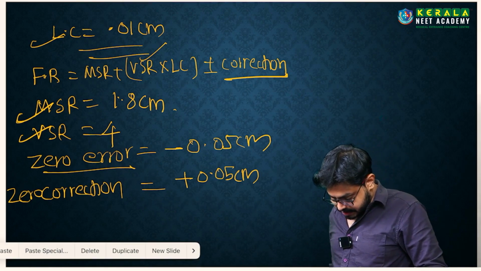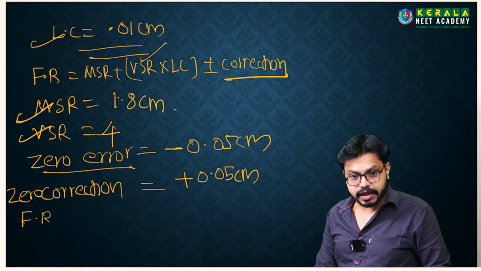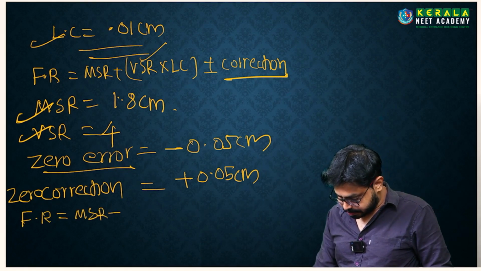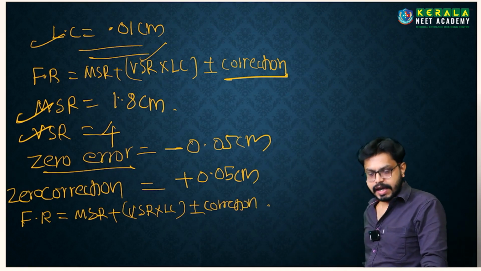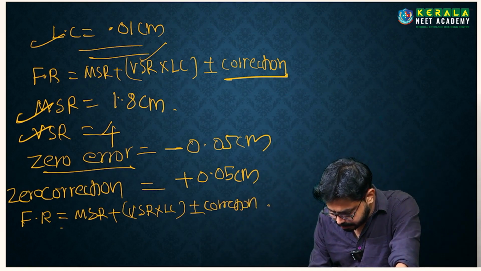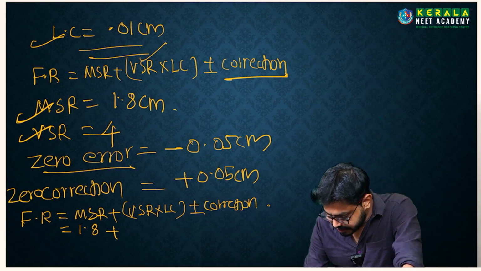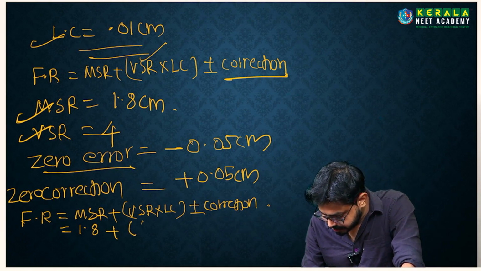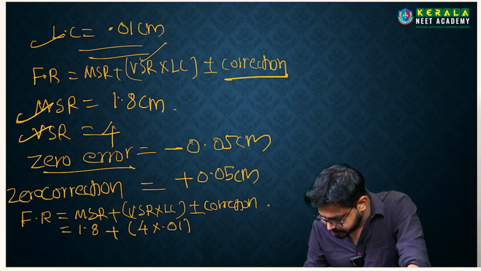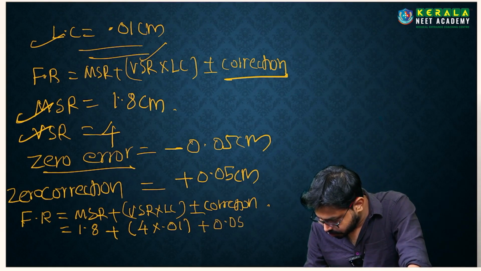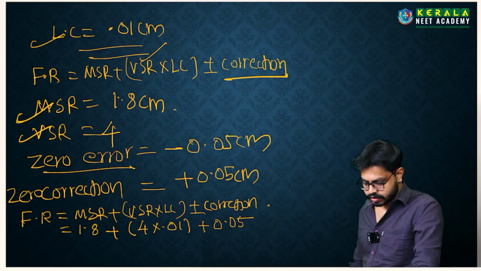What is the equation of final reading? MSR plus VSR into LC plus or minus correction. Zero correction goes here. Everything is given in the question and we have everything. What is MSR? MSR is equal to 1.8 cm. What is VSR? VSR is 4 divisions. 4 into what is LC? 0.01. Correction is plus here, plus 0.05.